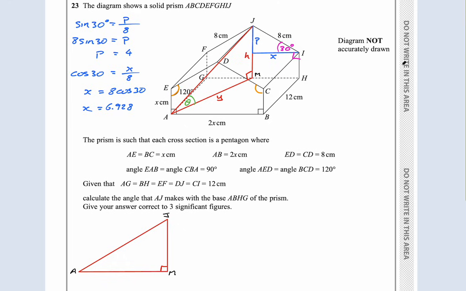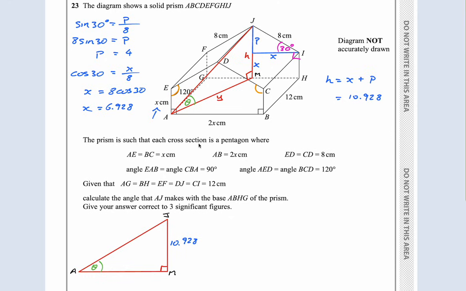So H is equal to, I'm going to write that over here. H is equal to X plus P. Because, guys, this length here is X too, because of this. Okay, so H is equal to X plus P, which is 4 plus 6.928, which is 10.928. So H is equal to 10.928. This length here is 10.928. And remember, I'm trying to find theta, which is this angle here.